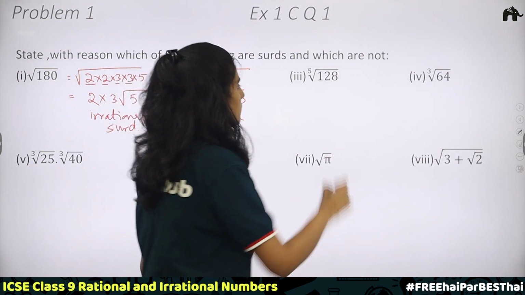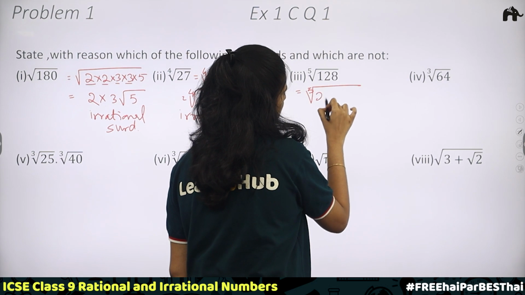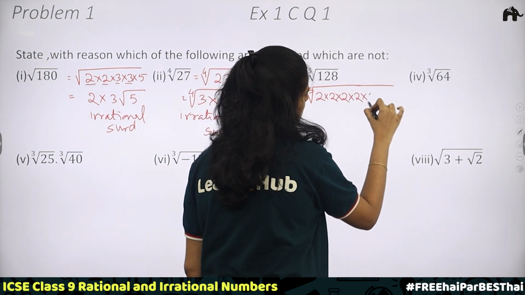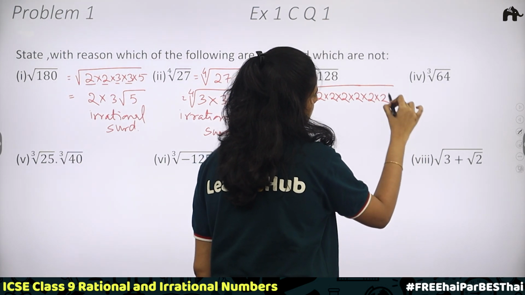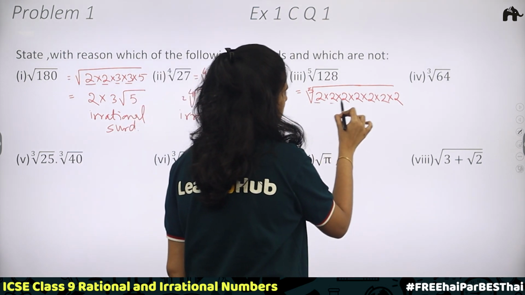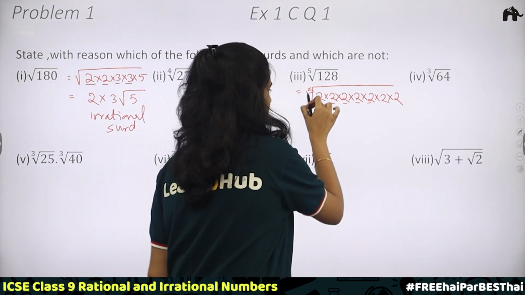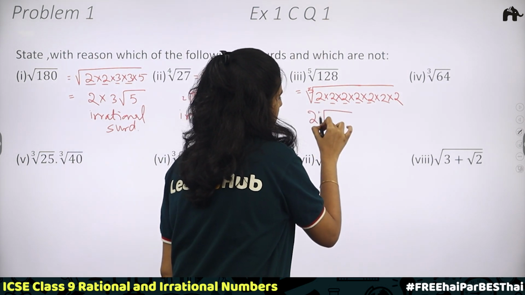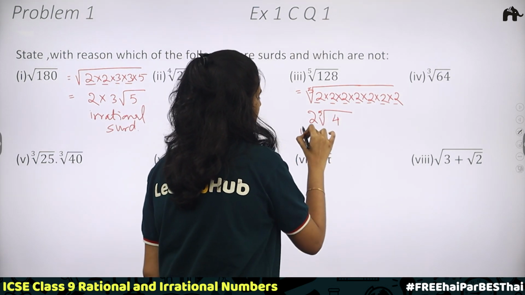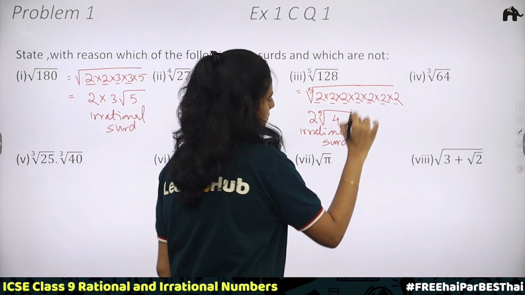Now the third one, 5th root of 128. 2 into 2, 4, 4 into 2, 8, 8 into 2, 16, 16 into 2, 32, 32 into 2, 64, into 2 is 128. Now 1, 2, 3, 4, 5. These 5 together can be taken out because this is 5th root. Remaining, what do we have? 5th root of 2 into 2, which is 4. This is again irrational. Hence, this is also an example of a surd.